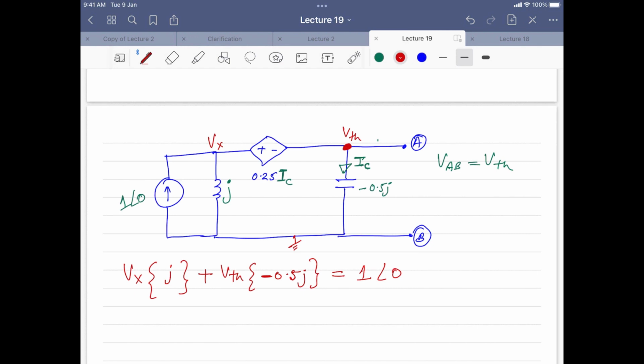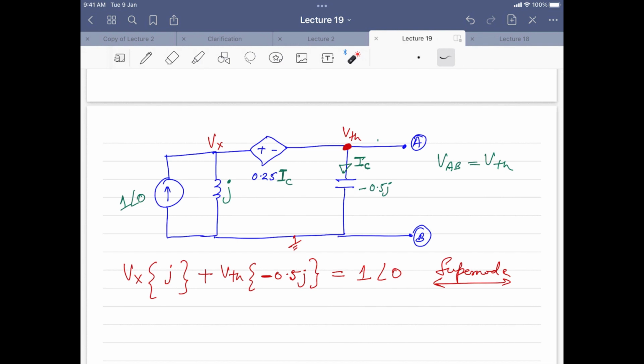Is it correct? If I write the super node concept here, right or not? Yes, sir. Vx by J, no? See, Px by no, divided by J.